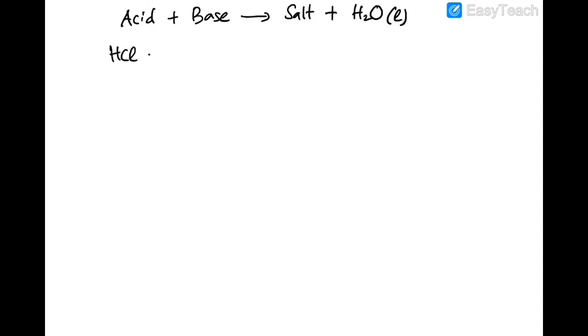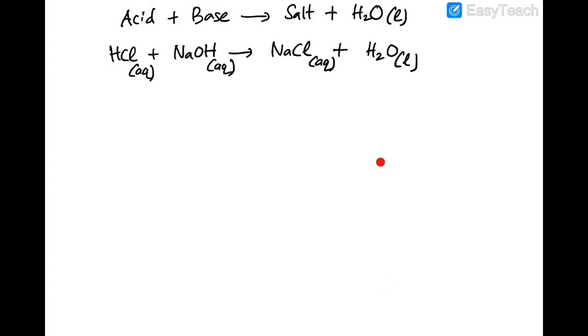Now the reaction between an acid and a base will always result in a salt plus H2O, or water, in a liquid phase. For instance, we have HCl with strong base NaOH. We will result in NaCl plus H2O. We write this down: aqueous, aqueous. The salt will also be dissolved in water, and therefore we also write down the phase as aqueous phase.